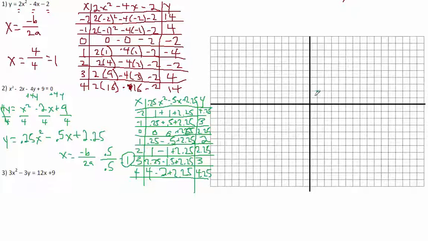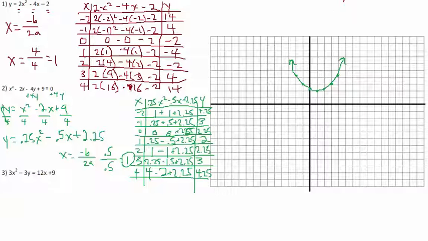That's this point. Then we've got (0, 2.25), which is something like this. And we've got (2, 2.25), which is something like this. Then we've got (3, 3) and (-1, 3). And then on the edges, we've got (-2, 4 1/4) and (4, 4 1/4). So this parabola is going to look a little flatter than our previous one, but it is still going to be U-shaped. And that is what our parabola looks like.